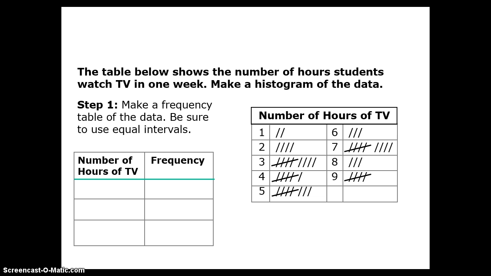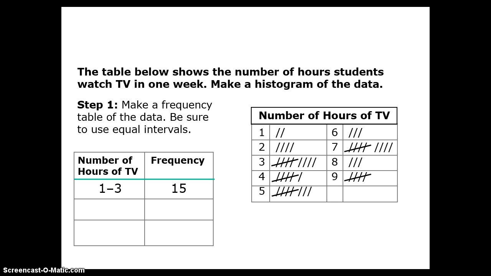So, here I'm going to have the same data, number of hours of TV, and its frequency. But this time, I'm not going to list each number of hours. I'm going to list them in intervals that are equal. My first interval that I'm going to use is 1 to 3. And if you look here, I can count up my tallies and see there are 15 people who watch TV between 1 and 3 hours.